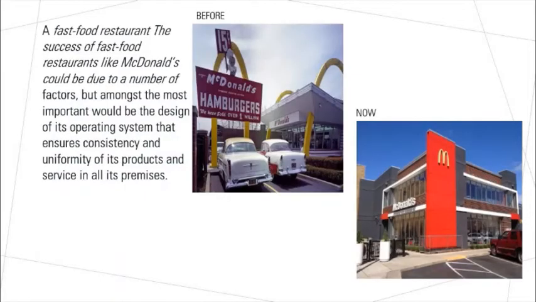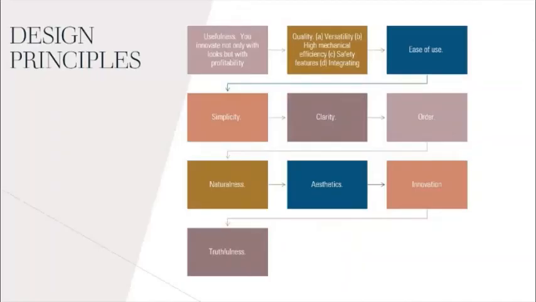And for an example of innovation, we know all about McDonald's and the story behind McDonald's success. The success of a fast food restaurant like McDonald's could be due to a number of factors, but among the most important is the design of its operating system that ensures the consistency and efficiency of its products and service in all its premises. Design principle of innovation.